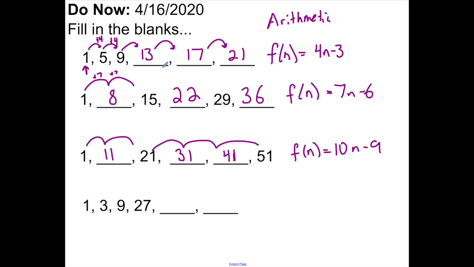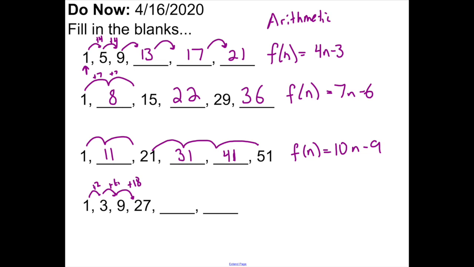But this last one is different. I'm not adding. See, 2, 6, 19. Darn. Actually, I think this would be 18. 2, 6, 18. That's weird. These aren't going up by the same amount. But do we see a pattern here? What could they be doing?